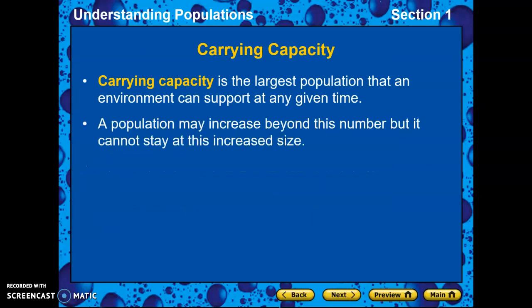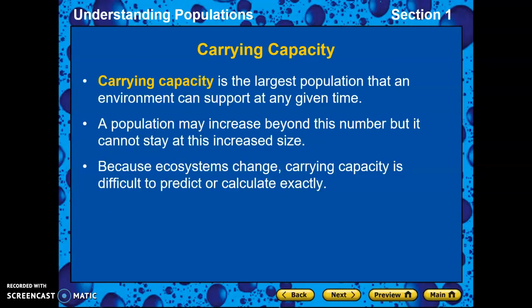Carrying capacity is the largest population that an environment can support at any given time. Things that limit the carrying capacity are the amount of food available for that population. So the population can increase past this number, but it's not going to stay at that increased size because the environment cannot support a large amount of individuals.